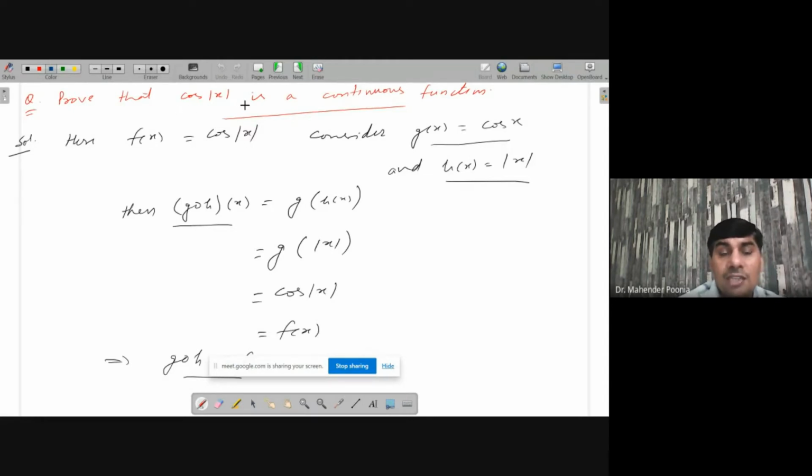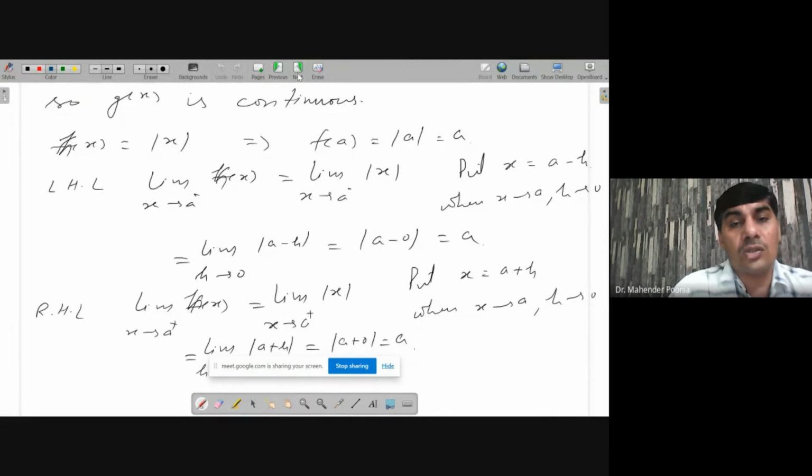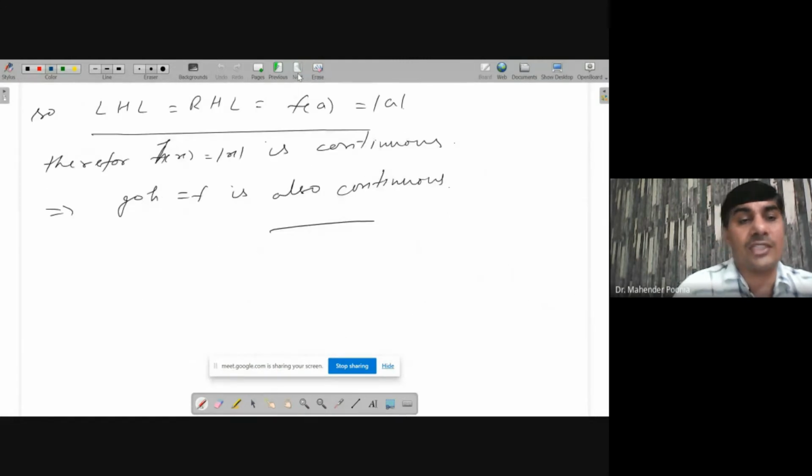Cos modulus of x is a composition of two functions. We suppose g(x) is equal to cos x and h(x) is equal to modulus of x. We know that if two functions are continuous, then their composition is also continuous. So we need to prove g(x) and h(x) are continuous. We already discussed this question in the last class. So in today's class, we will discuss some more questions based on continuity.